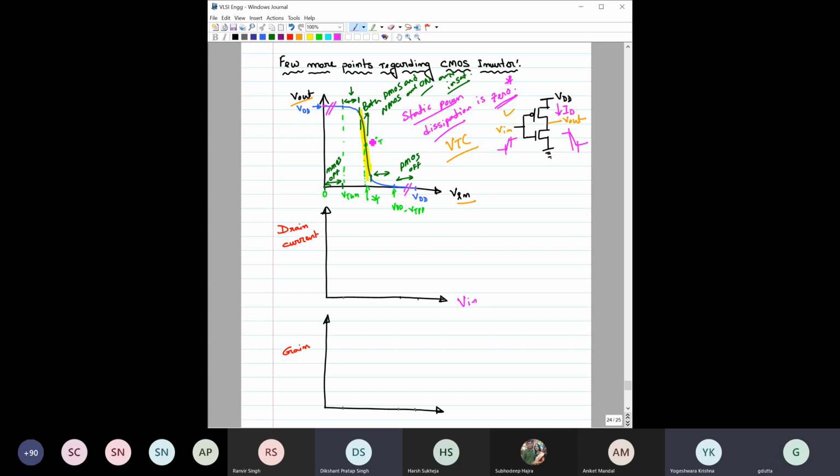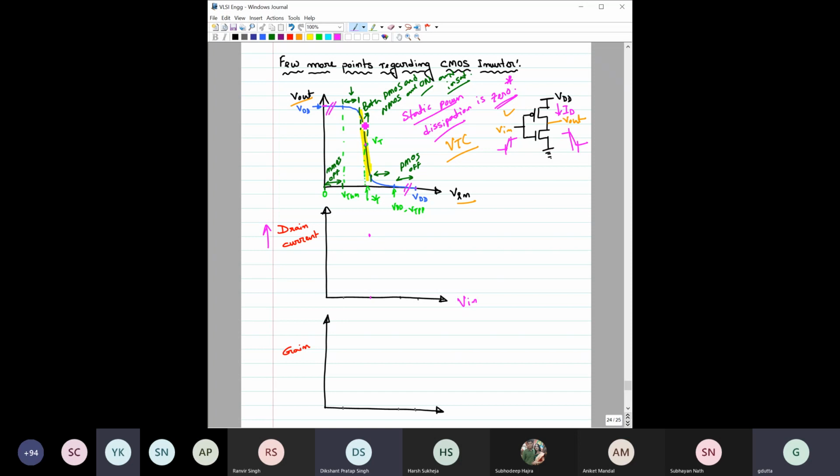Okay, now let us come to this point. What I asked: if I have to draw this drain current versus V in, now you know where the transistors are on and off, right? So please give me a hint how this curve should look. It is like a U shape? Okay, where would the current be maximum? For the mid region, region 3. At VT, so say this is the maximum current. At VT, the current would be maximum.